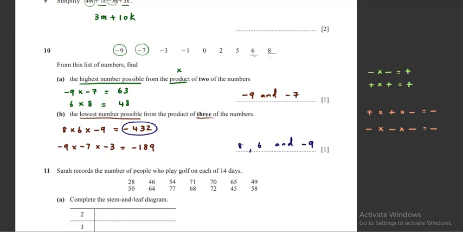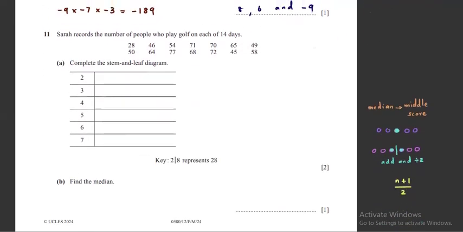Let's move on to question 11. Sarah records the number of people who play golf on each of 14 days. So this is how it's given. We need to complete the stem and leaf diagram. And the key is 2 | 8 represents 28. Which means now we need to put them in a stem and leaf diagram, and it's always best to write it in the form of an ordered stem and leaf diagram.